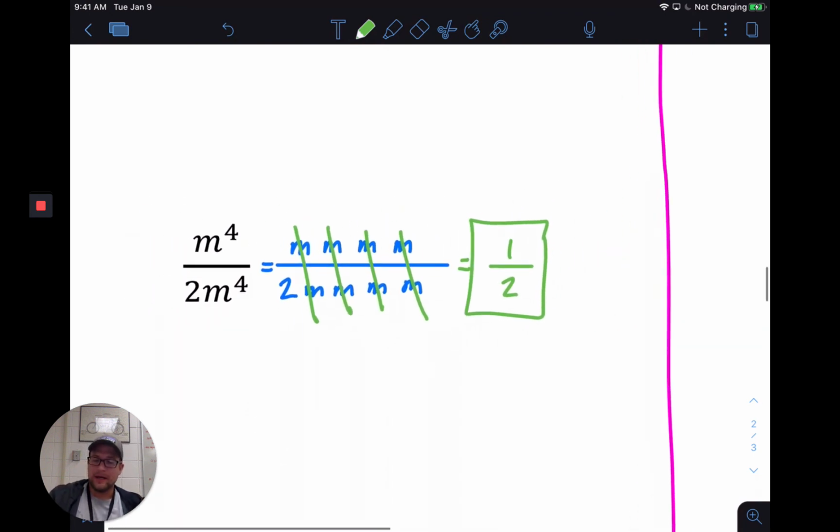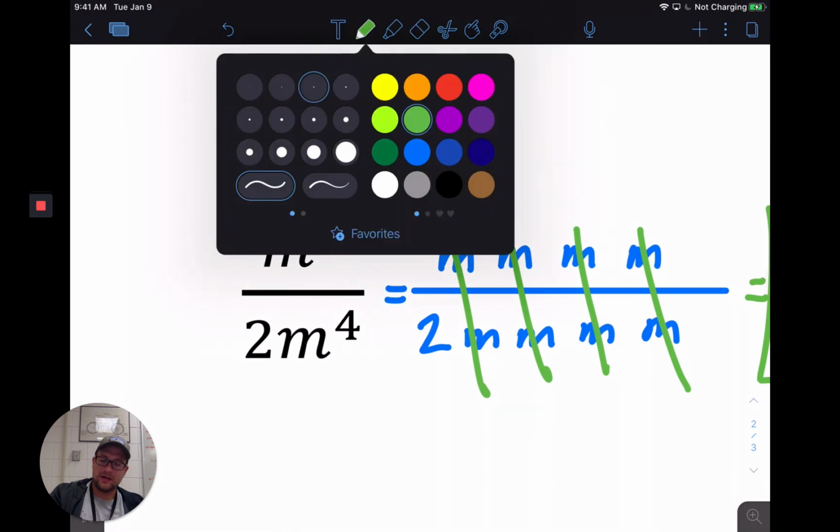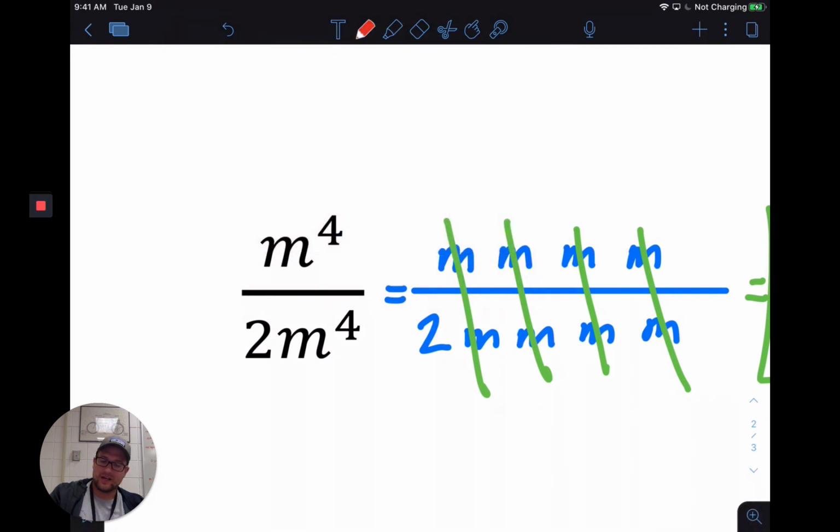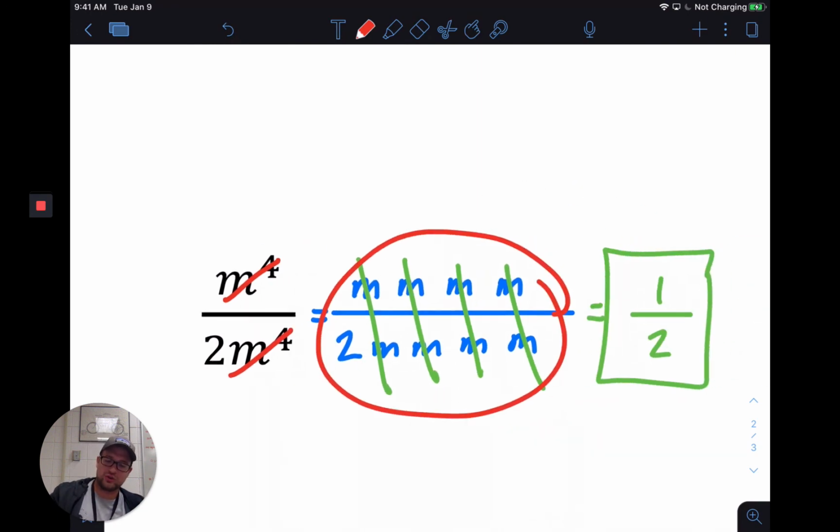Great job. If you looked at this problem initially, and you said, well, this one just has 4 m's up top and 4 m's on the bottom, and you knew that those 4 m's were going to cancel each other out, you can almost skip this string it out step right there, but you should still be able to get from there to here. You should still be able to get to that same answer.